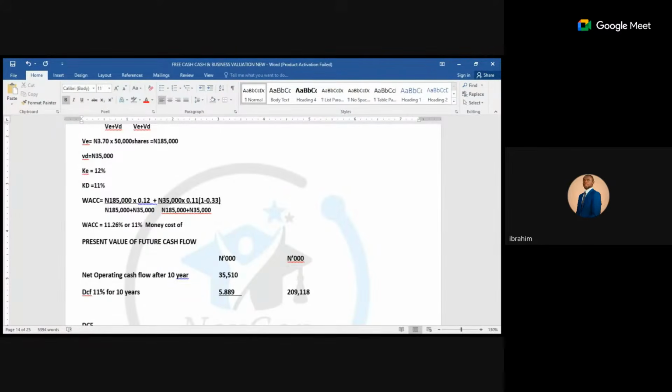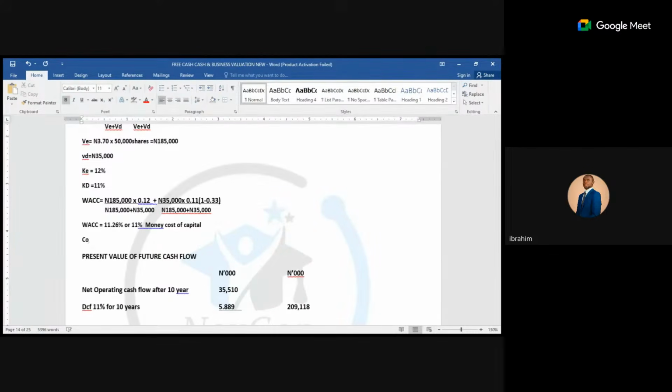No. The first one that we did is in money. Is that not so? Yes, sir. This is the net operating cash flow after tax, in money, so we use money to discount it. We use money to discount it. So the money cost of capital is this. Now let's convert.